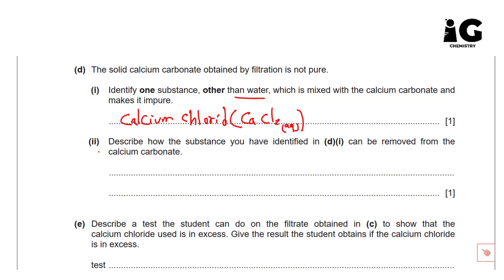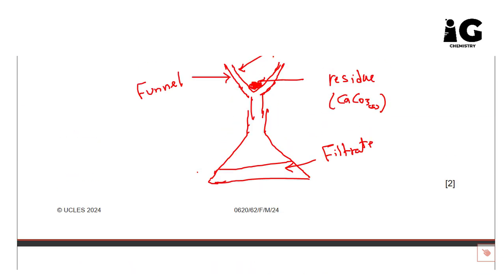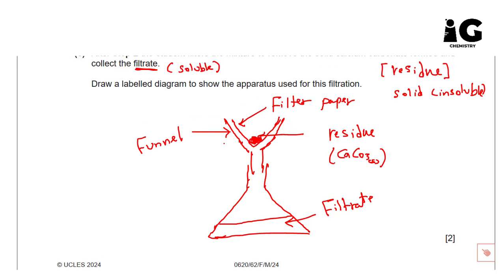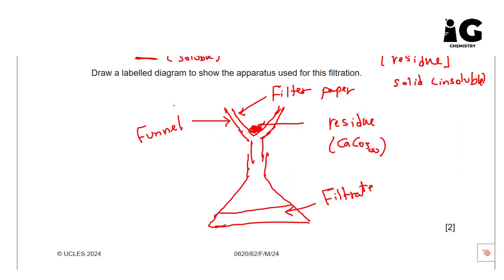Second one, double I, describe how the substance you have identified in DI can be removed from the calcium carbonate. So again to the drawing, how can we remove this residue? The calcium carbonate, which is solid, is contaminated with some calcium chloride or sodium chloride. I think the easiest method is to add distilled water to rinse this residue. So now it's pure. So we need to pour distilled water on this residue, the calcium carbonate solid, so we can rinse and make it clean.